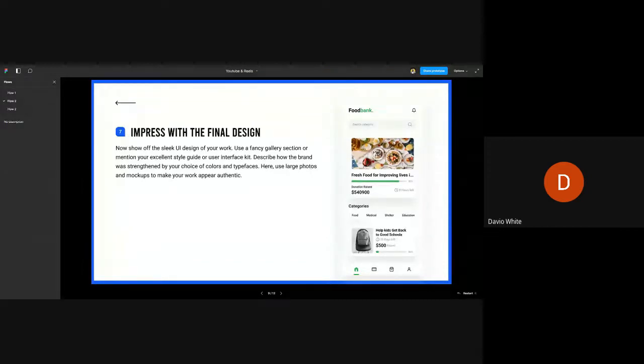Show off the sleek UI design of your work. Use a fancy gallery section, or mention your excellent style guide or user interface kit. Describe how the brand was strengthened by your choice of colors and typefaces. Yeah, use large photos and mockups to make your work appear authentic. So if you see what I've done, it's big enough. I don't know if you're using your laptop to view this, but it's big enough for everyone to be able to see it.